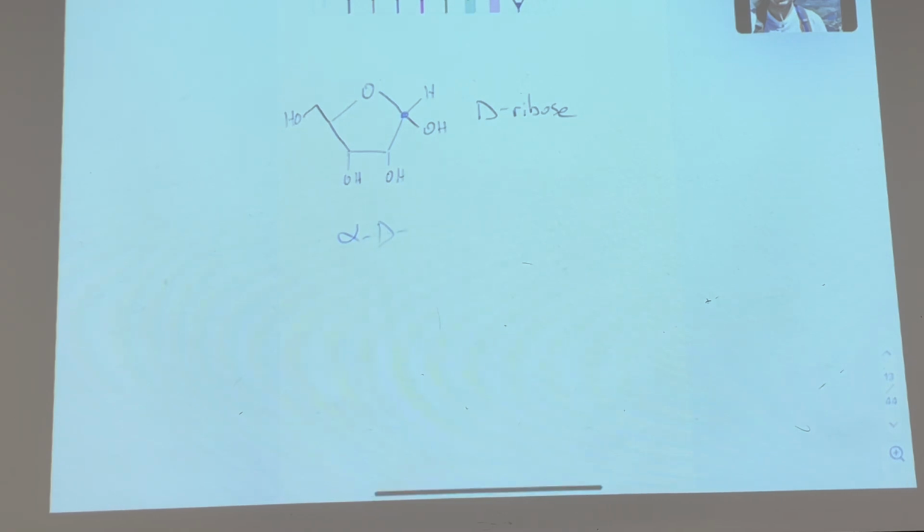The identity of the sugar is ribose, so I'll call it ribo, and then it's a 5-membered ring. That makes it a furanose. All right. Any questions there?